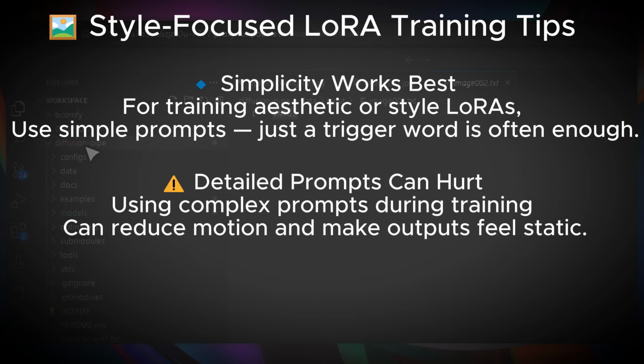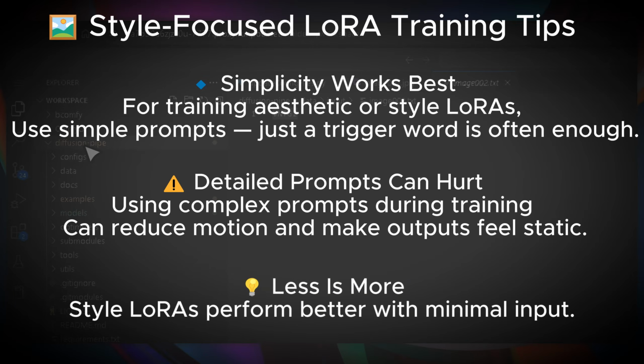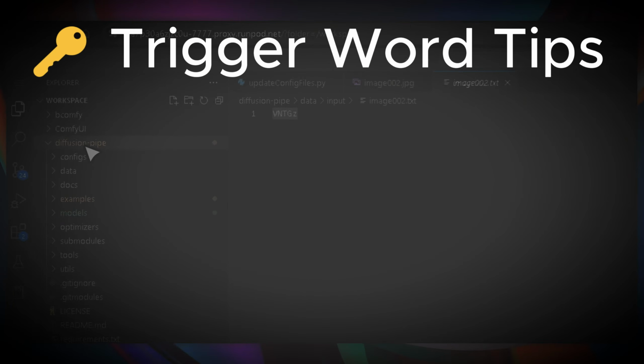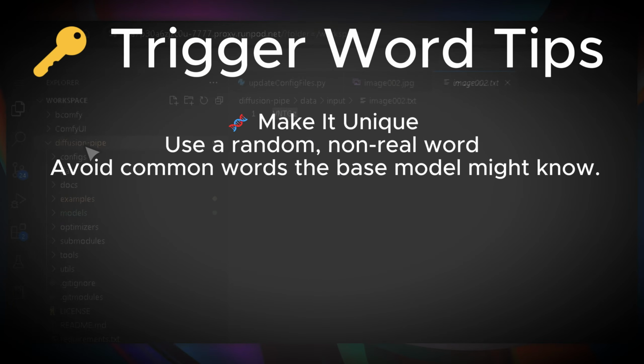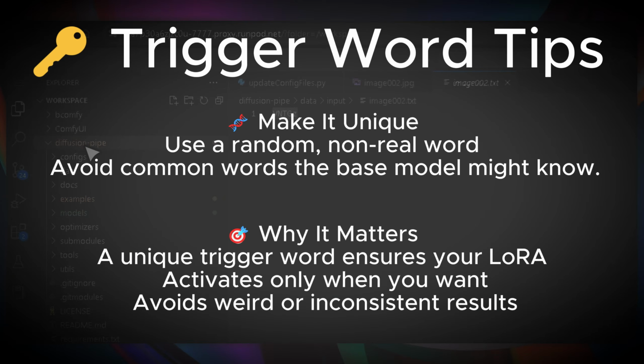When I tried using detailed prompts during training, it actually reduced the camera movement in the final outputs, and things felt more static. So for style-focused LoRAs, less is more. So with that being said, if you're using just a trigger word, make sure it's something unique and random, not a real word or something the base model already knows. If your trigger word is too common, the base model might try to interpret it on its own, without pulling from your LoRA, which can lead to weird or inconsistent results. A unique trigger word ensures the LoRA knows exactly when to activate and apply what it learned.